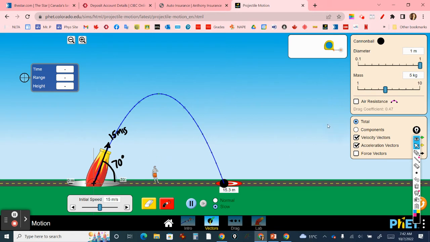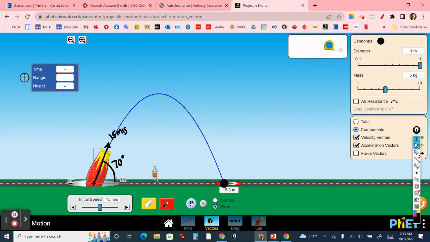Now I can switch this, and instead of looking at the overall velocity, I can look at the components of the velocity, and this will be interesting. I'm going to keep it on slow. So here you can see, let's freeze that, there is a horizontal component to the velocity, and there's a vertical component to the velocity. And the yellow arrow here is the acceleration due to gravity, which is not changing at all. Let's let that continue.